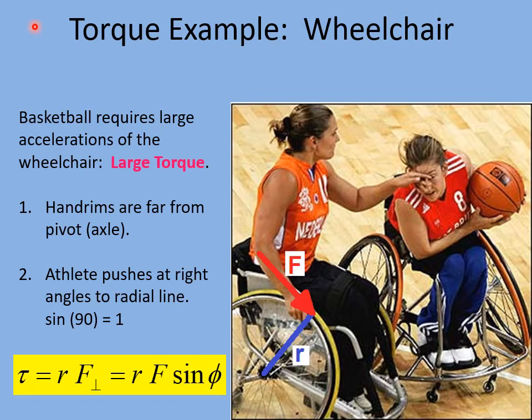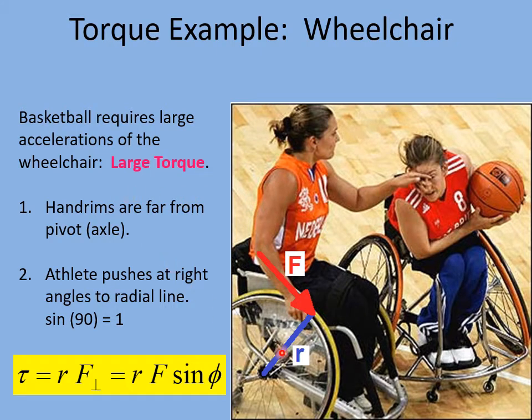Let's look at some more examples of torque. This one here involves a wheelchair with wheelchair basketball. And the idea here is that we want this wheelchair to be as responsive as possible. We want large accelerations of the wheelchair. Therefore, we want to maximize the torque that's applied by the athlete or the person sitting in the wheelchair.